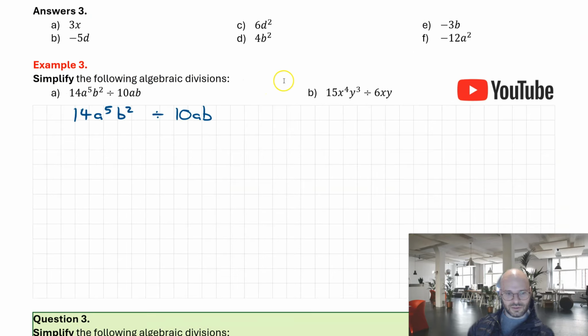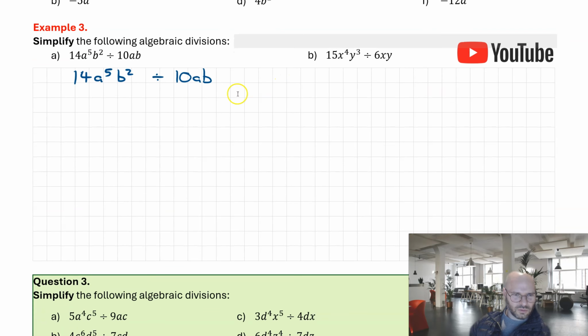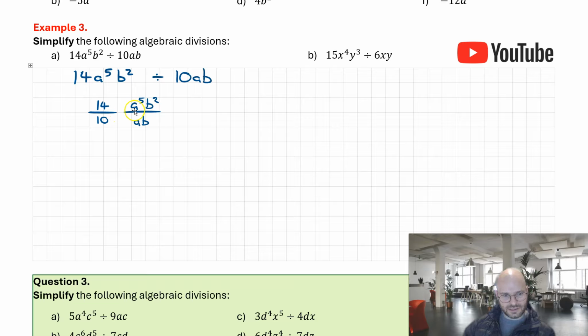Okay, something even trickier. We have 14a to the power of 5 b squared divided by 10ab. We want to simplify this. Firstly, I'm going to gather my coefficients, 14 and 10. And then I'm going to perform the next step, but across 2 lines. Rather than writing expanded form, I'm going to keep these in simplified form. So on the next step, I'm going to write these in expanded form.